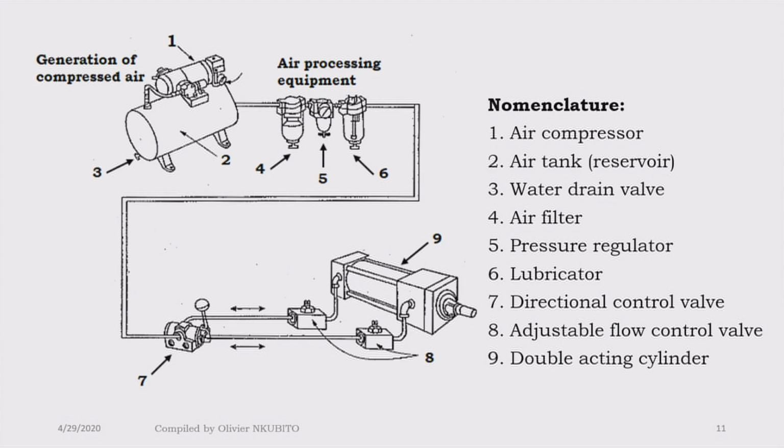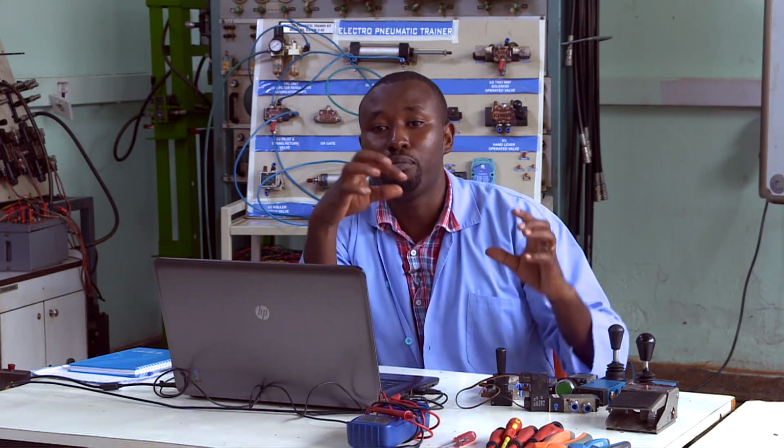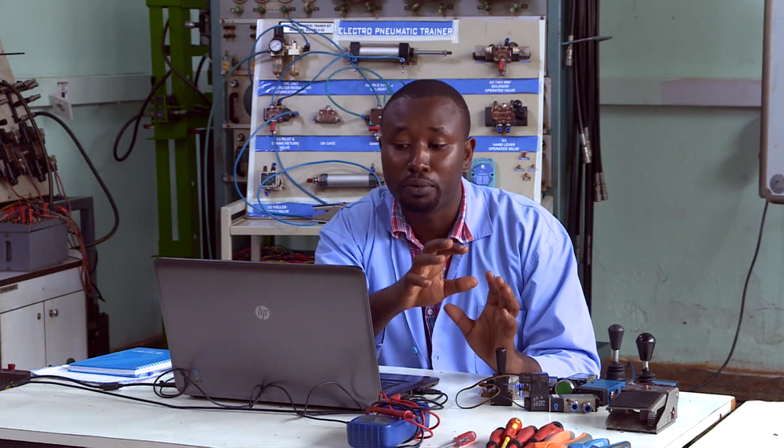So let's get started. Here we have a layout diagram of how the circuit looks, whereby you have the pressure source, which is made by a compressor, reservoir, and we have a filter, we have a regulator, and we have a lubricator. Remember, the filter is the one which is going to be removing contaminants, and the regulator is the one which is going to be regulating the pressure that we want, and the lubricator will be adding oil in the system so as to minimize the friction as much as possible.